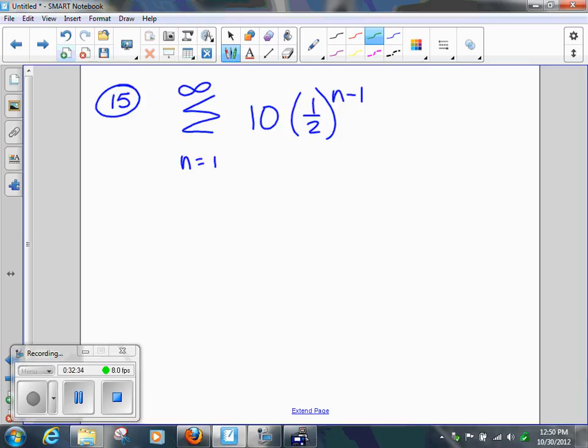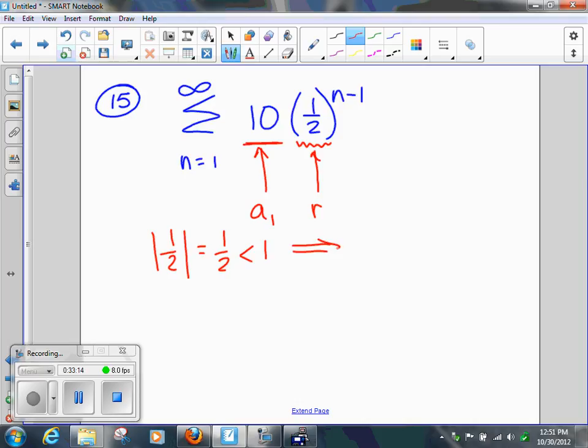The thing that we have to realize when you're looking at this, folks, this number, the first number, that's your A sub 1. Okay, that's your first term. What do you think the 1/2 is going to be? That's your ratio, okay? Now, we have everything we need to be able to solve this problem. Same rules apply. We've got to find the absolute value of the ratio, which of course is 1/2, which is less than 1, which means we can do what? Use the formula, okay? That makes us happy, so let's use that formula.